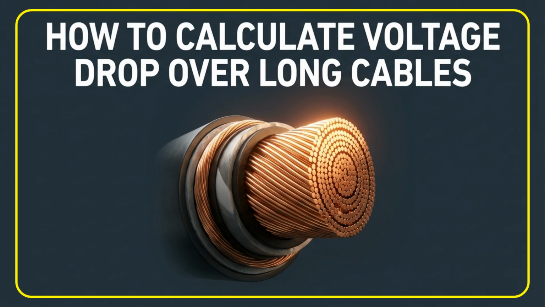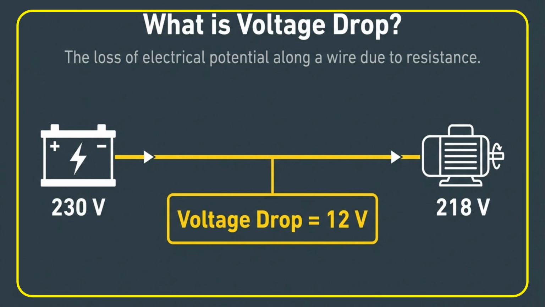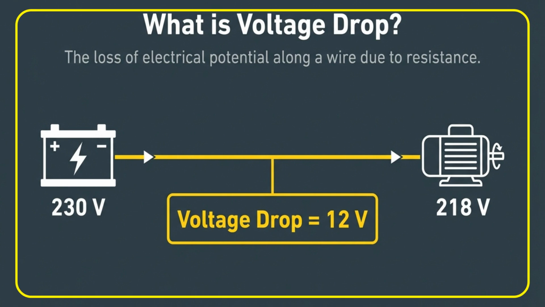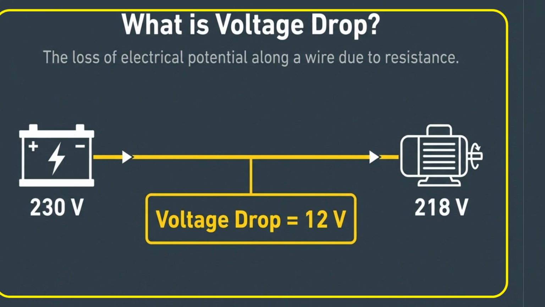Welcome to this video on how to calculate voltage drop over long cables. Understanding this is crucial for safe and efficient electrical systems. So what is voltage drop? It is the loss of electrical potential along a wire, which is caused by resistance. This loss means the equipment receives less voltage than what is supplied.